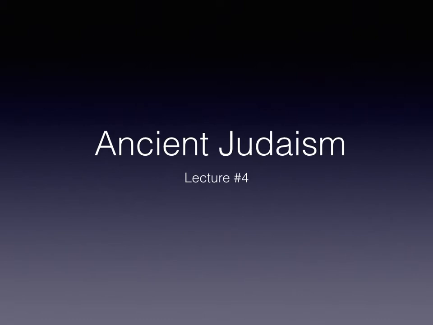As I was telling you last time, the New Testament world, the world of early Christianity, has two backgrounds to it. One background is the world of Greece and Rome, which we call the Greco-Roman world. The second background is the world of ancient Judaism, or what is sometimes called Second Temple Judaism.